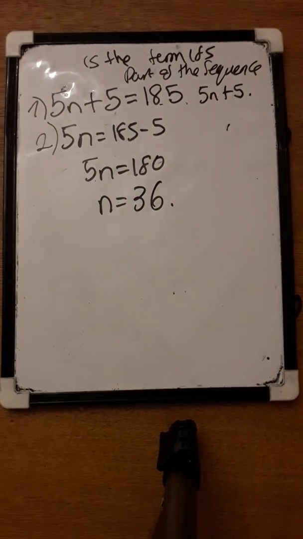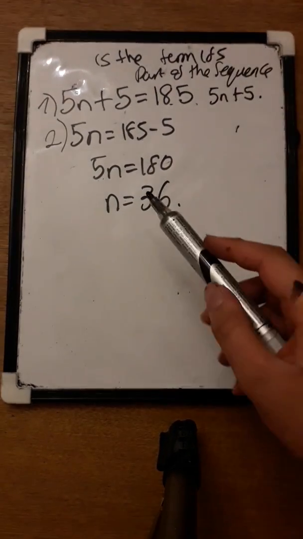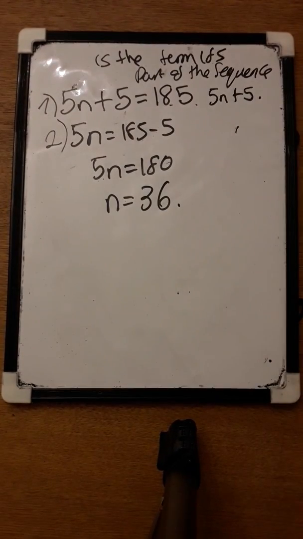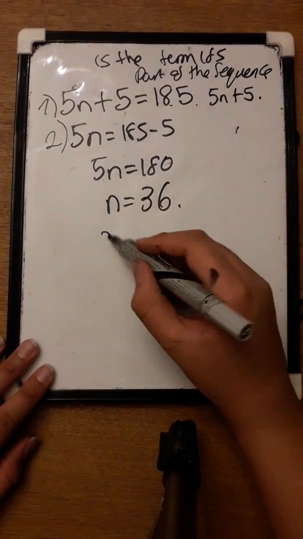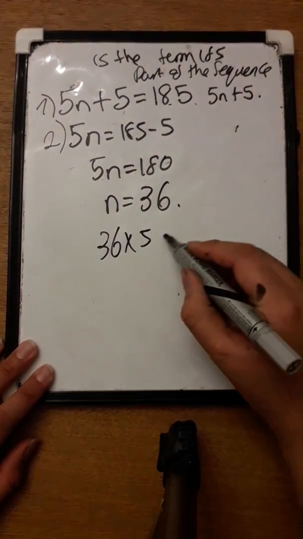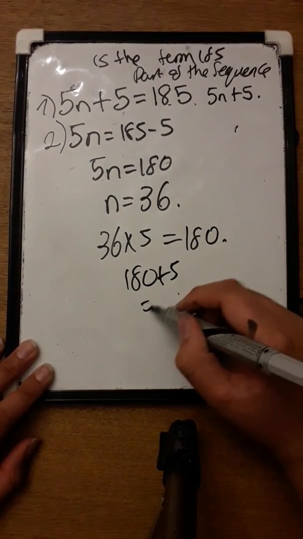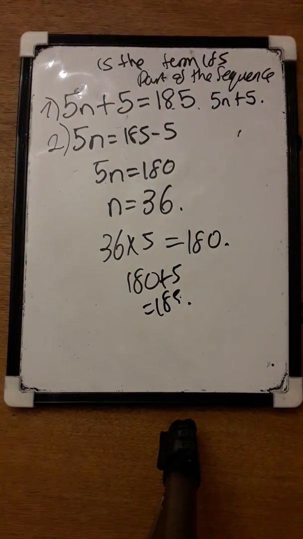To work out which term the 185 comes in, n is 36. Okay, so 36 times 5 equals 180, and 180 plus 5 equals 185, and therefore 185 is part of the sequence.